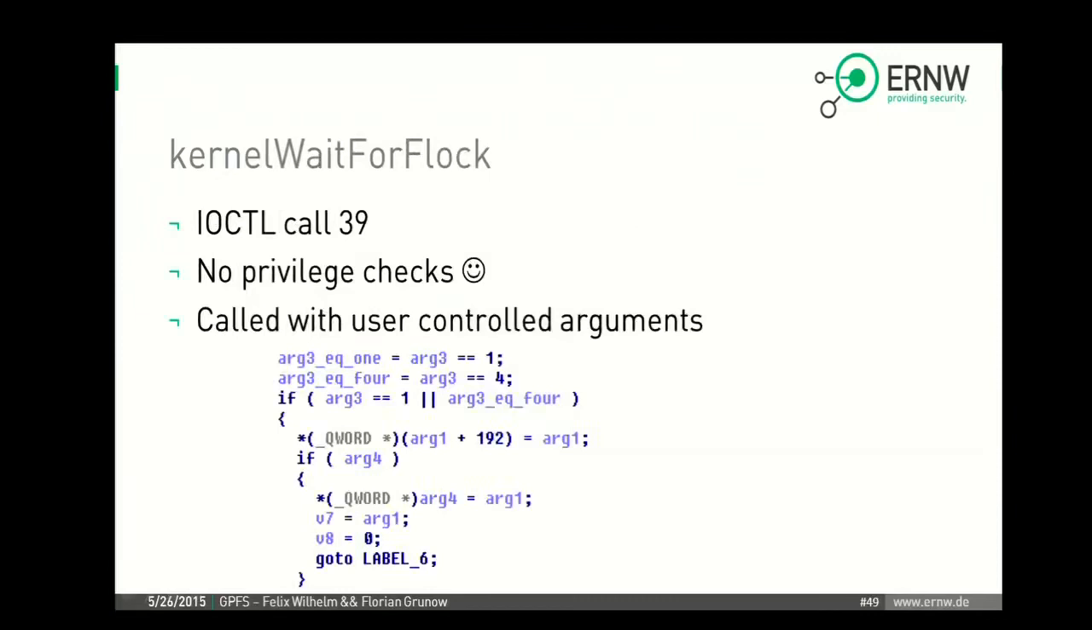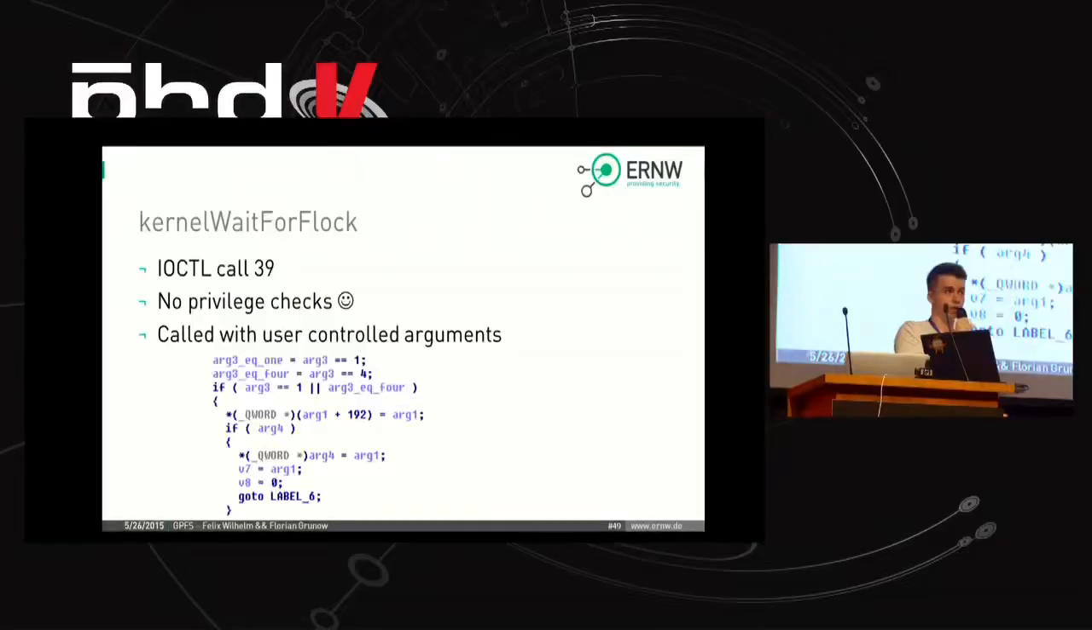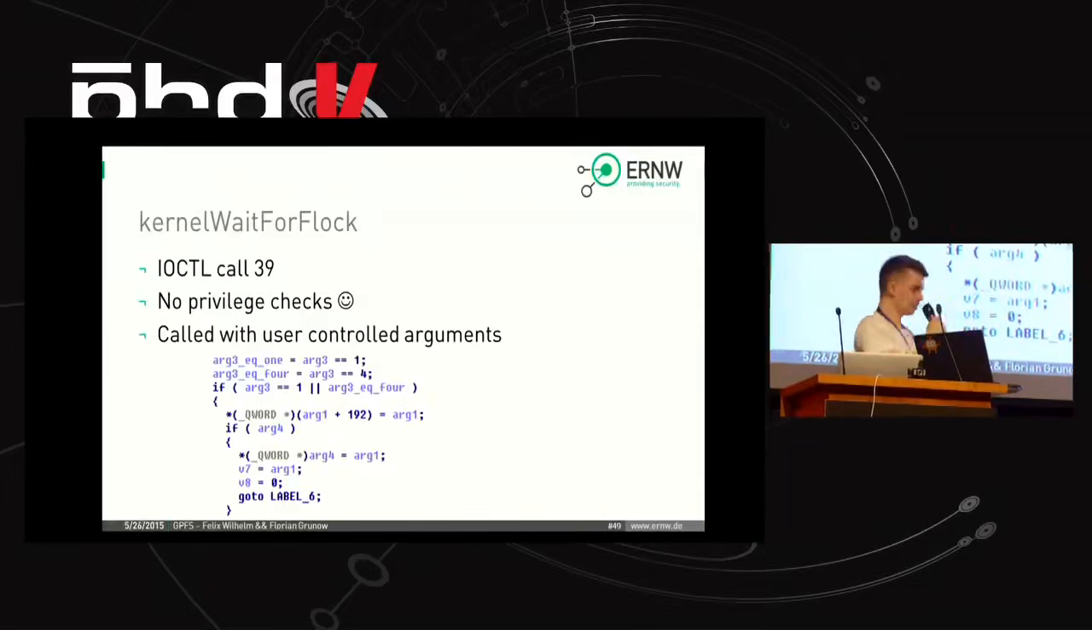And if you come to IOCTL call number 39, which is kernel wait for flock, which is probably file lock or something like this, then you see there are no privilege checks. It's called with user-controlled arguments. And if you look at the code, you potentially see the problem. You have an arbitrary write.